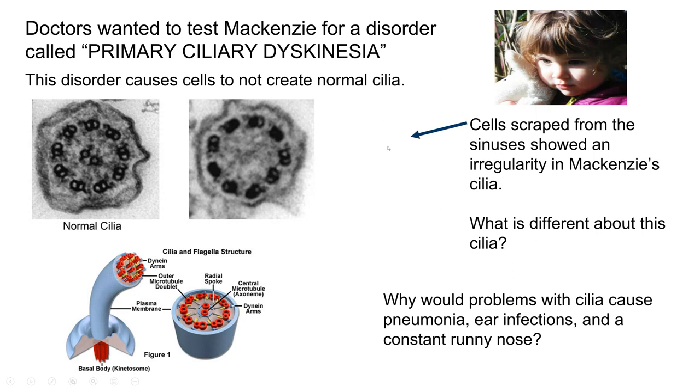Doctors wanted to test Mackenzie for a disorder called primary ciliary dyskinesia. Dys means difficult, painful, or bad, so in this case, it would be difficult. Kinesi is movement, like kinesiology, the study of body movement, and ia is pertaining to. So, pertaining to difficult movement of the cilia. This disorder causes cells to not create normal cilia.